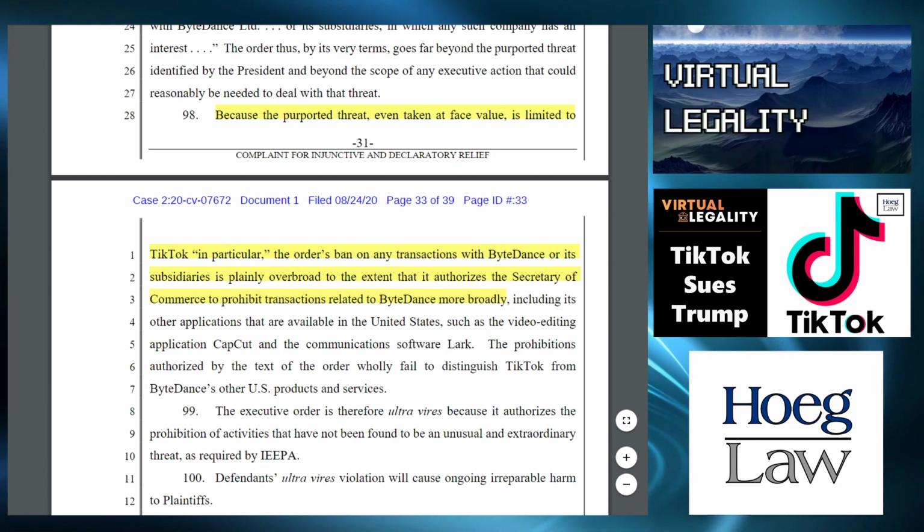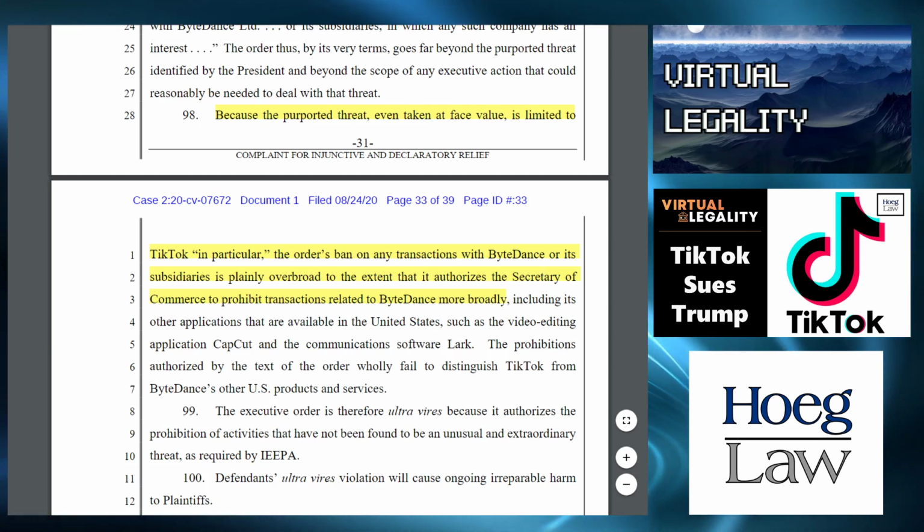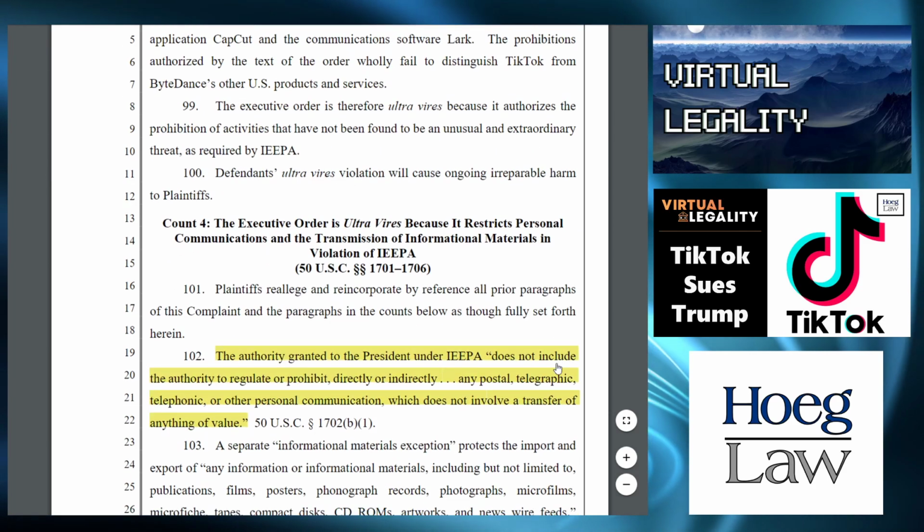Because the purported threat, even taken at face value, is limited to TikTok in particular, the order's ban on any transactions with ByteDance or its subsidiaries is plainly overbroad to the extent that it authorizes the Secretary of Commerce to prohibit transactions related to ByteDance more broadly. And I tend to agree.